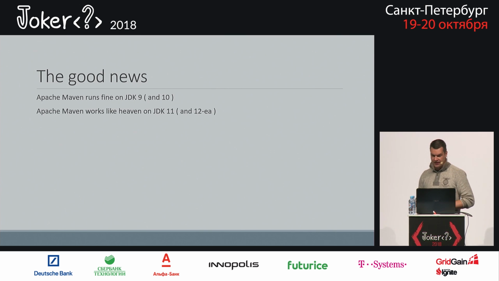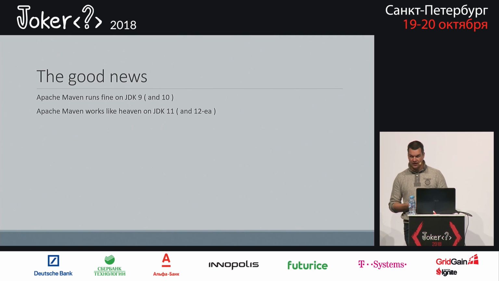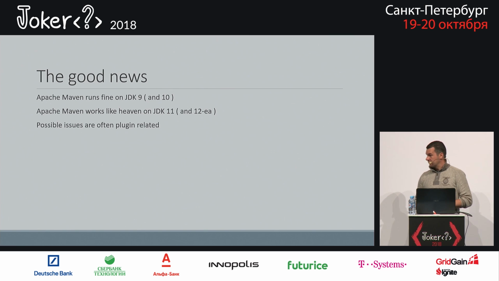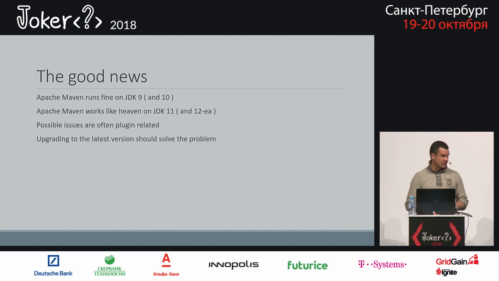Apache Maven worked like heaven with JDK 11, and actually also 12 early access, which I just installed this morning on my machine, the latest version. And I'm going to show it to you, because if there are issues, they're probably related to the plugins. So it's a matter of updating those plugins, and you should be fine. So let's start with a demo.